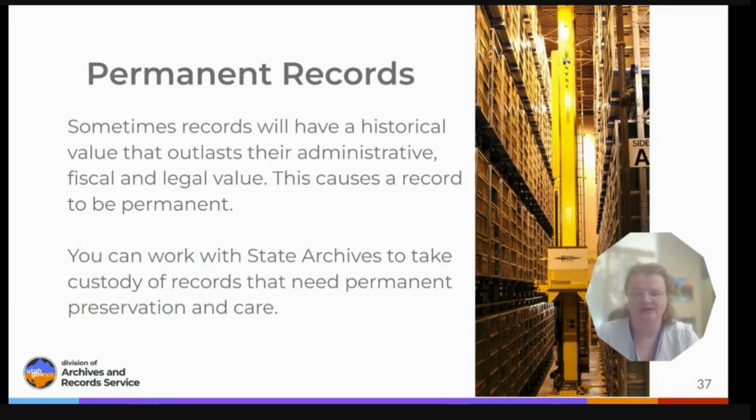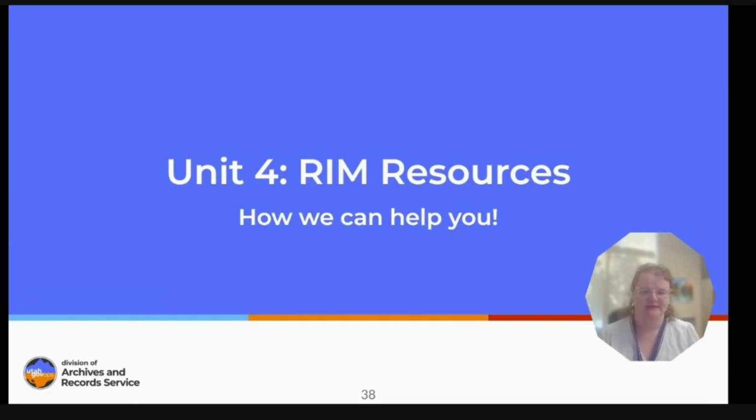If you are keeping records of permanent value in your office, you will need to take additional steps to ensure that they are kept in storage conditions that provide the best chances for the record's continued access and survival over time. Here is our last unit, how we can help you.